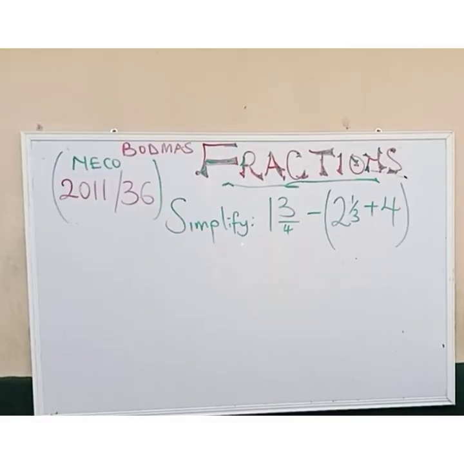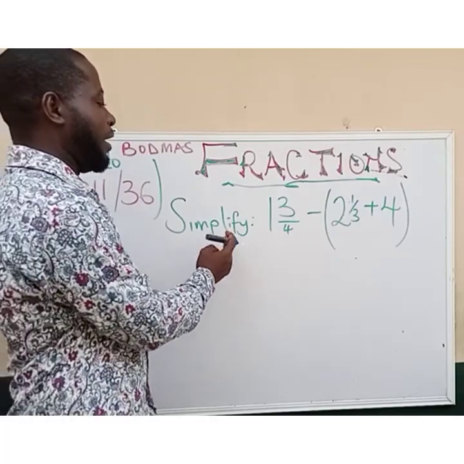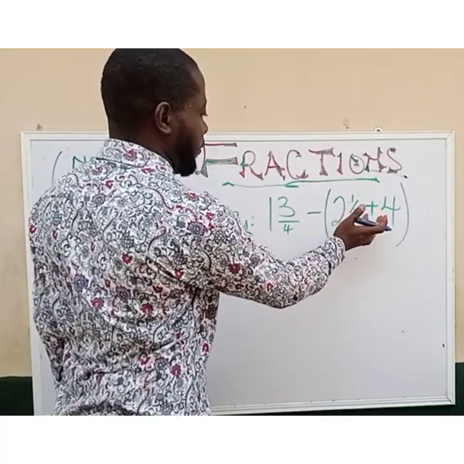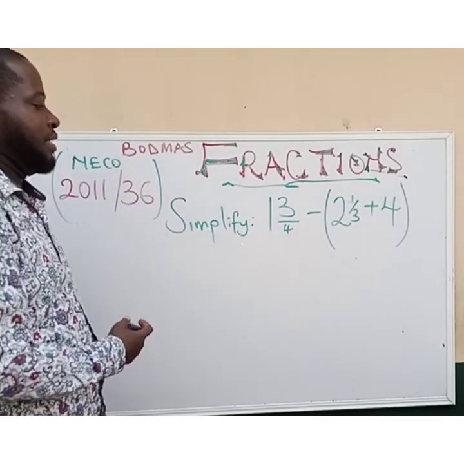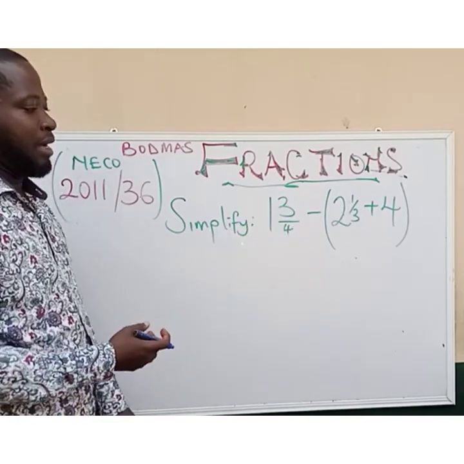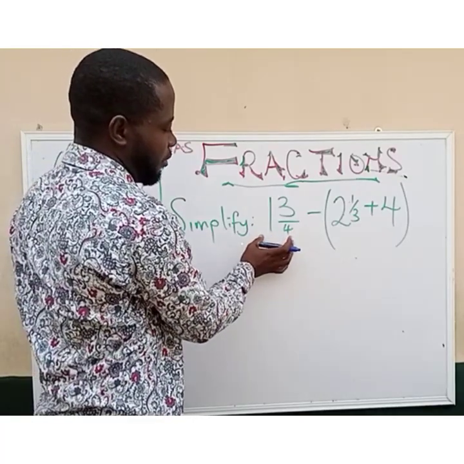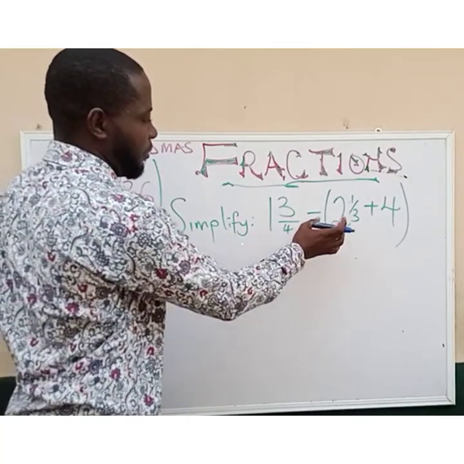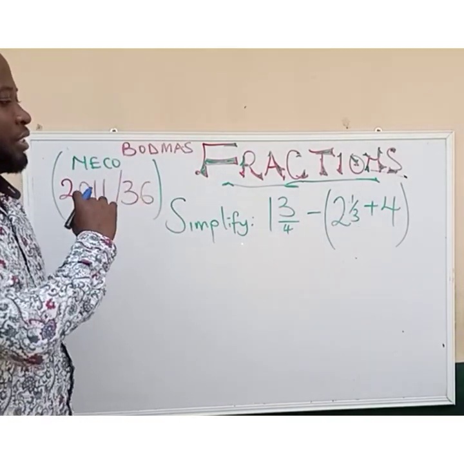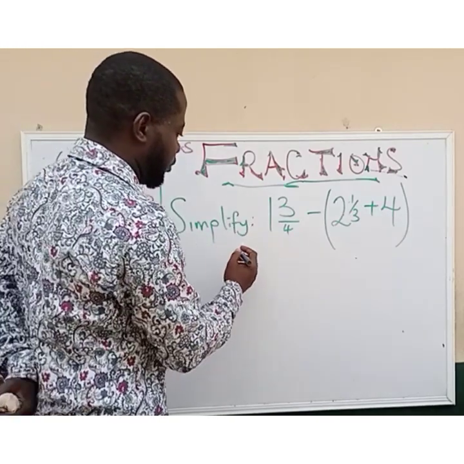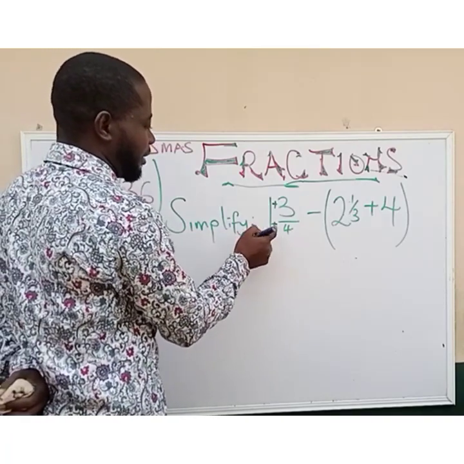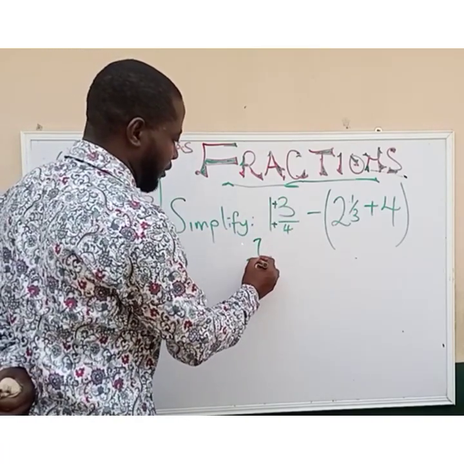So the second question says simplify 1 whole number 3 all over 4 minus open bracket 2 whole number 1/3 plus 4, close bracket. Now the first thing is to check if we have mixed fractions, and since we have, 1 whole number 3/4 and 2 whole number 1/3 are mixed fractions. So the first thing is to change them to improper fractions. So let's quickly do that. 4 multiplied by 1 plus 3. So that is going to be 4 times 1, 4 plus 3, 7 all over 4.